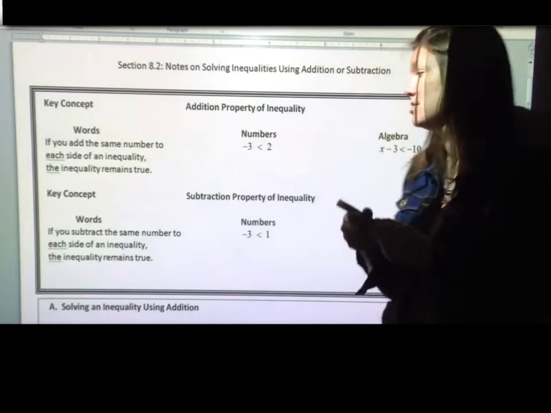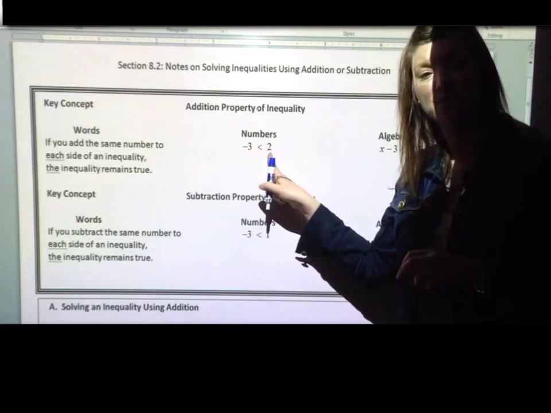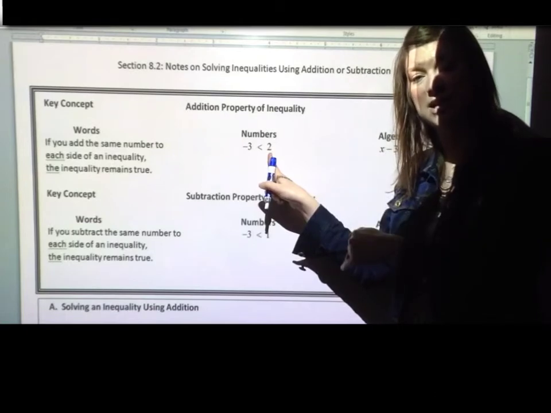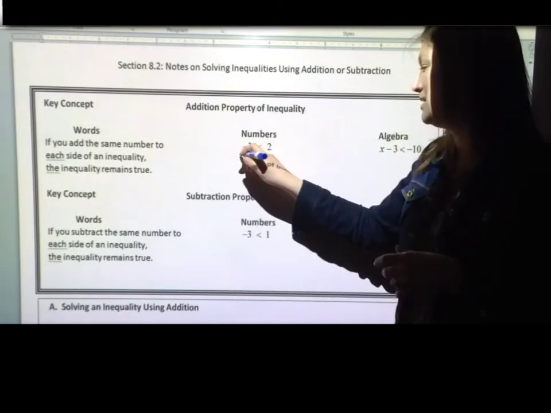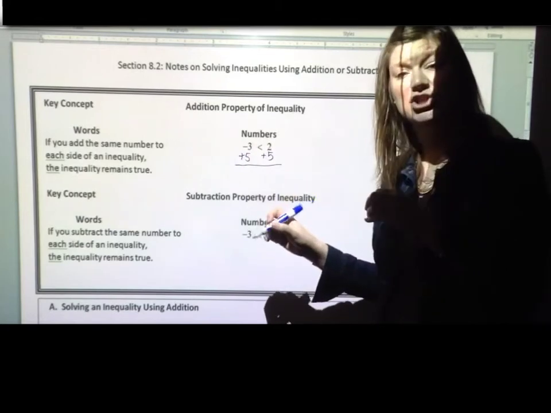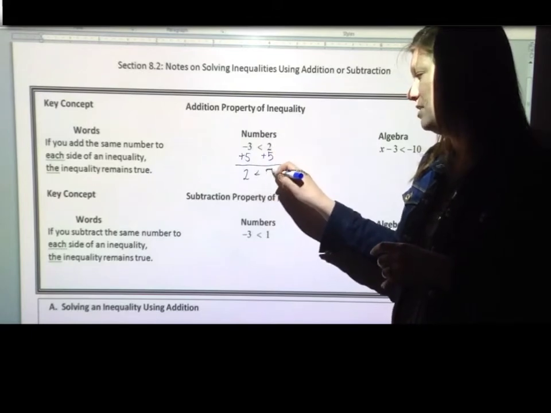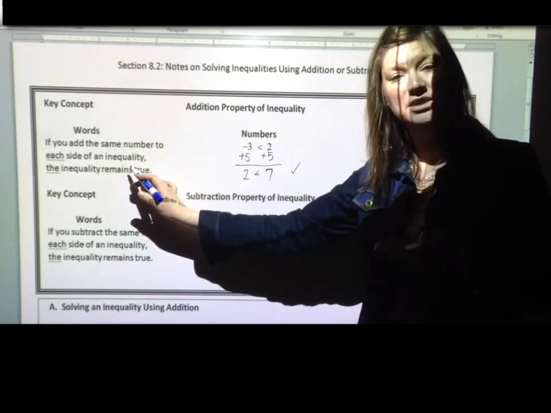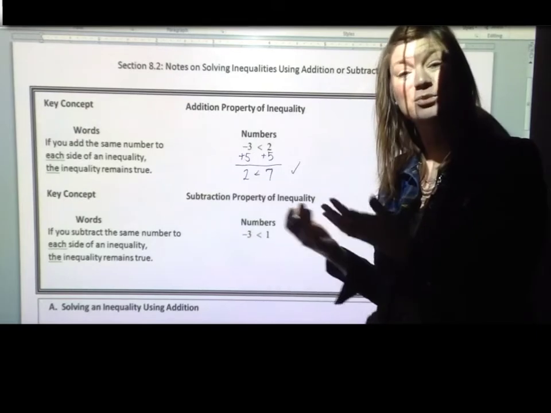So I'm going to show you how it works. If you have a true statement with numbers, that -3 is less than 2, it's a true statement. With the addition property of inequality, I can add a number to both sides of that inequality, and the inequality will still remain true. So let's just pick a random number. Let's pick 5. If I add 5 to both sides, the inequality should remain true. -3 plus 5 is 2, is less than 2 plus 5, 7. Is 2 still less than 7? Yes, it is. So that's where they came up with the addition property of inequality. You're allowed to add a number to both sides of a true statement and it will stay true.